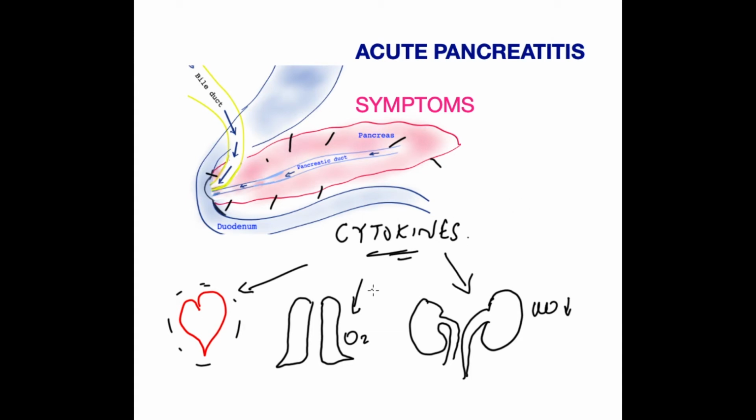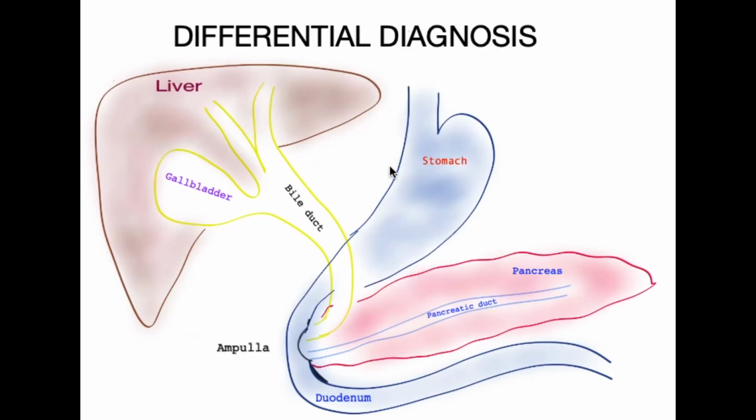In mild pancreatitis, no organ system failure occurs, whereas in moderate pancreatitis, there might be some failure of these organs for a short time, but it reverts within 48 hours, whereas in severe pancreatitis, these effects are for a longer period of time.